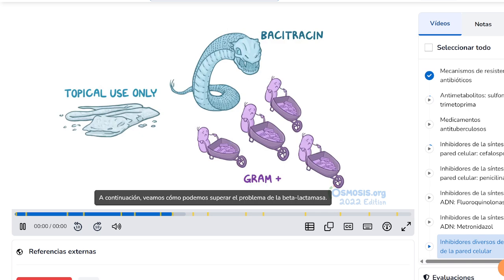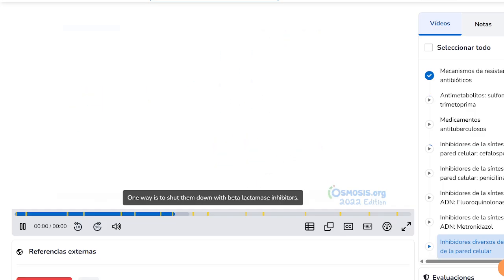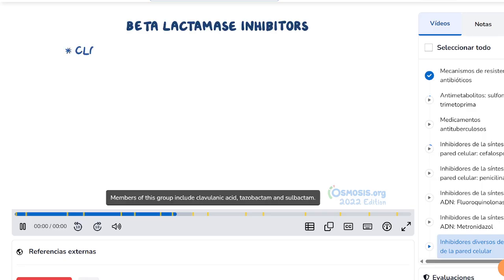Next, let's look at how we can overcome the beta-lactamase problem. One way is to shut them down with beta-lactamase inhibitors. Members of this group include clavulanic acid, tazobactam, and sulbactam.